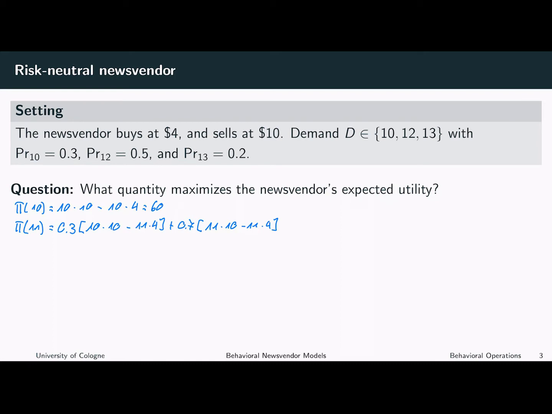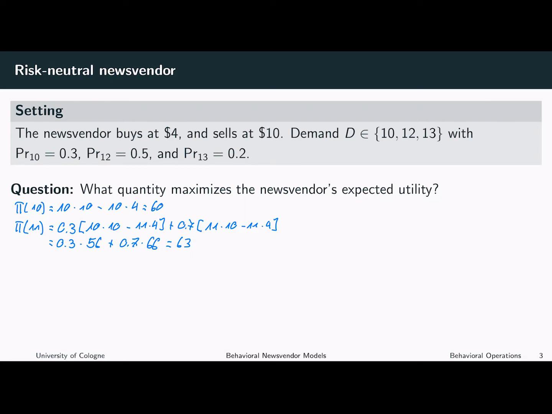So let us summarize it. This is 0.3 times 100 minus 44, which is 56, plus 0.7 times 110 minus 44, which is just 66. All right. Adding these two numbers up, we get an expected profit of 63.